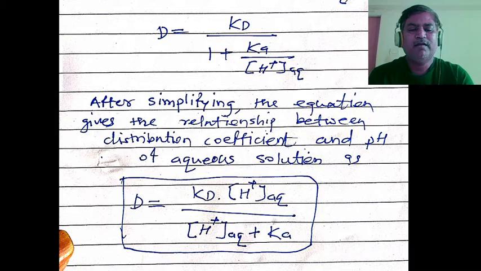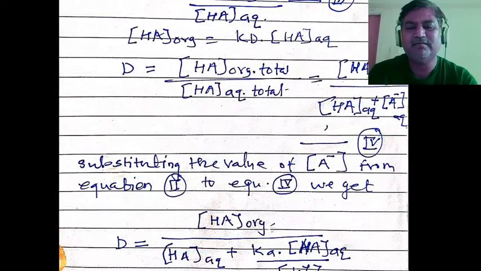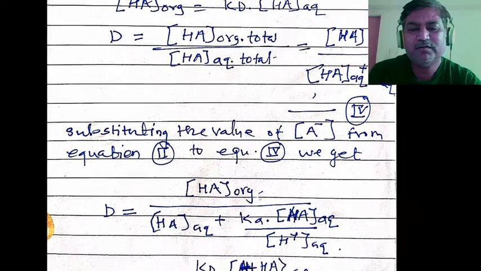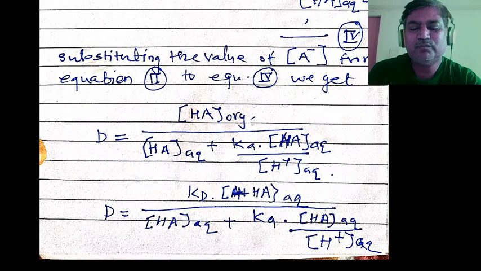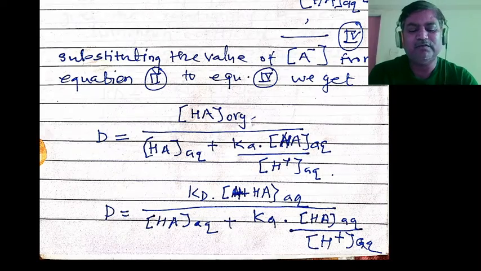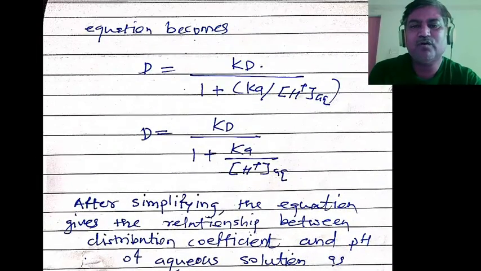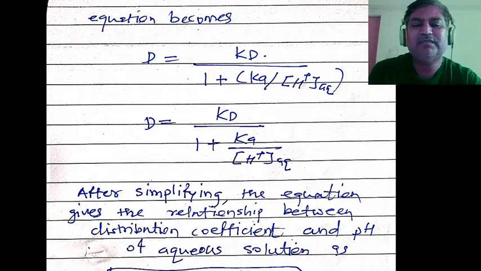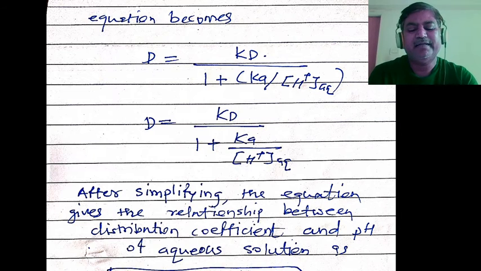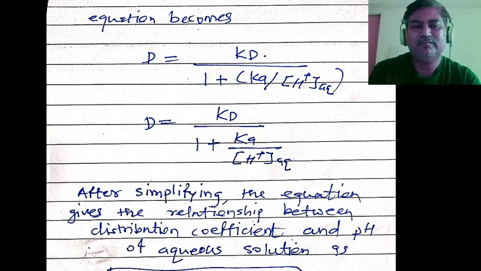Okay. Again, I will repeat the last slide. This one. This is the equation. In the total equation, the denominators are divided by HA in aqueous phase. We get the equation which is shown in the last slide. Okay, so this is overall about the relationship between Kd and D. Now we will stop here.